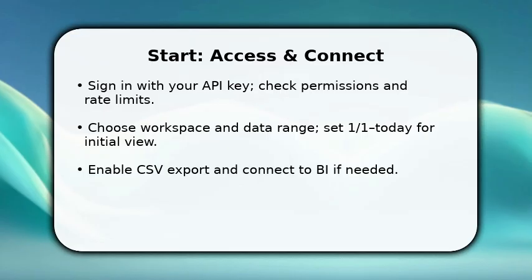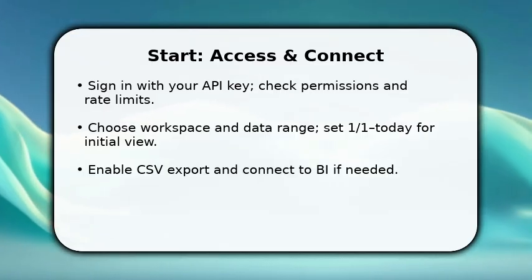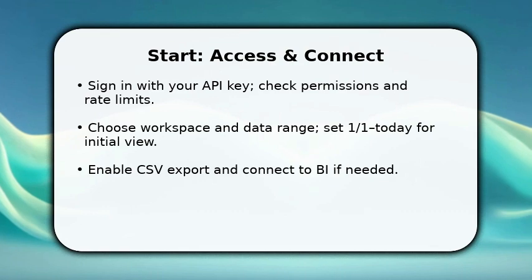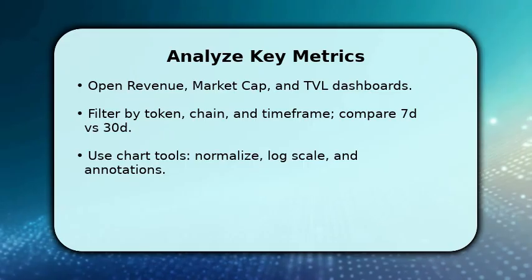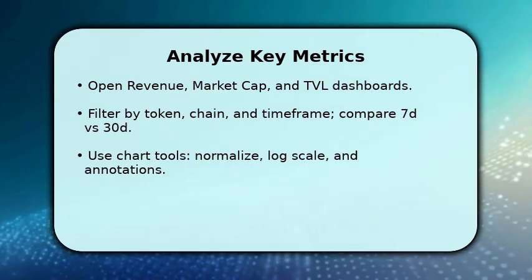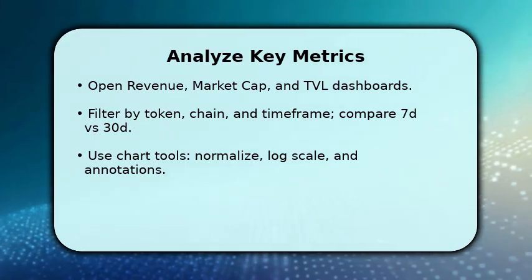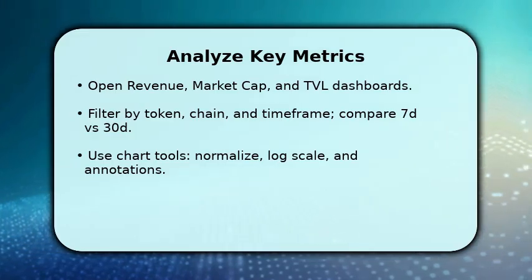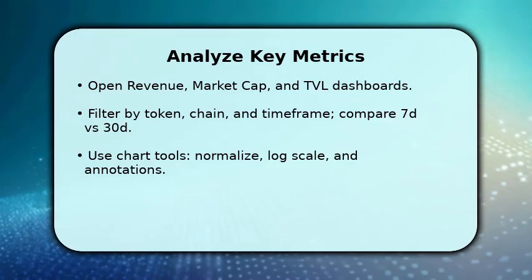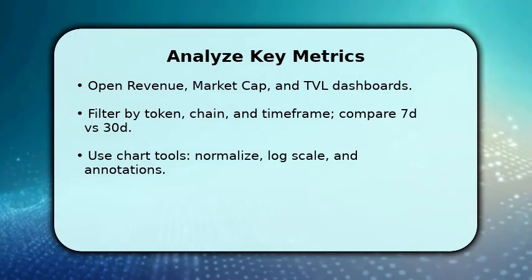Don't linger on settings. Validate access, choose the right time window, and export a sample file to confirm everything is connected. Now you analyze core metrics: revenue, market cap, and TVL for the token you care about. You filter by token and chain, then switch timeframes so you can compare 7-day versus 30-day trends. This gives context for anomalies.